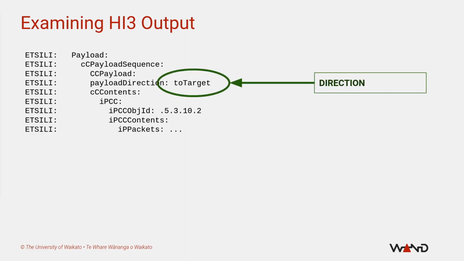There's even less information here than there was in the corresponding portion of the voice over IP CC. The only field that is relevant is the payload direction, which again indicates whether the target was the sender or the receiver of this packet.